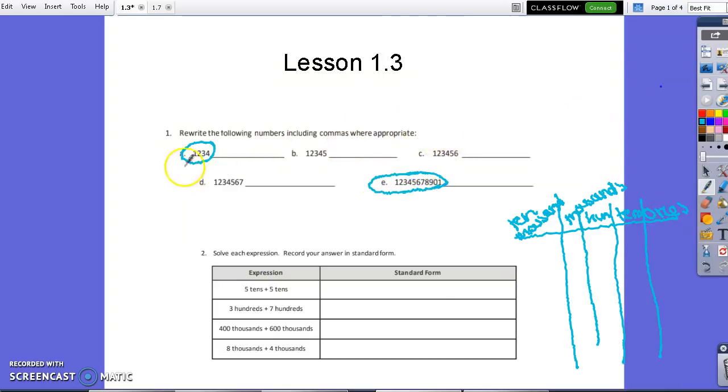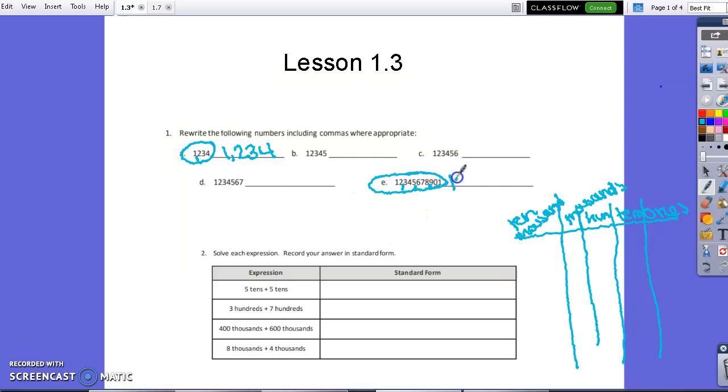So on number 1, I'm going to do 1A and 1E for you, and then you'll do the rest on your own. You're always going to start in the ones column, on the very right-hand side, and count 1, 2, 3 over. So for example, that answer would be 1,234. But when you get to a big number like this, you just keep counting by 3. So I could go 1, 2, 3, comma, 1, 2, 3, comma, and then you have that at the beginning.